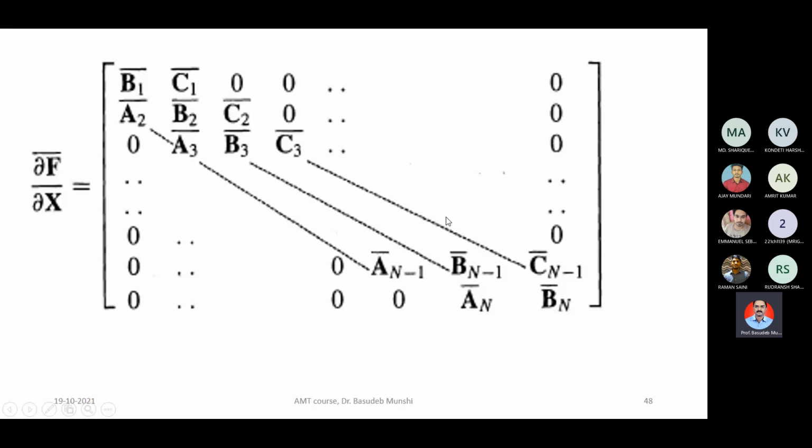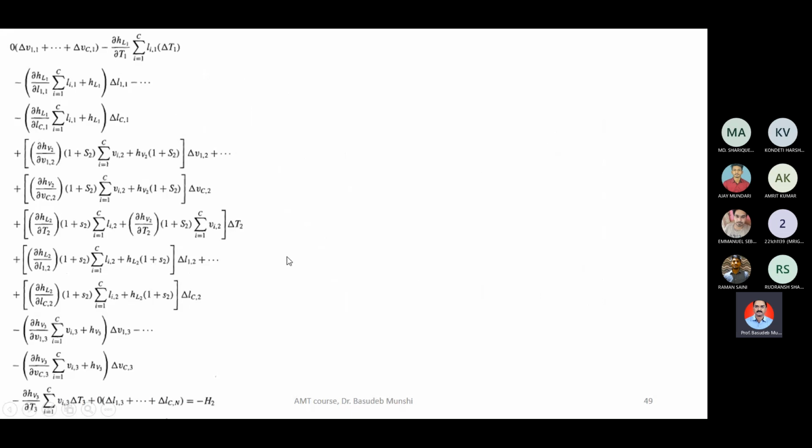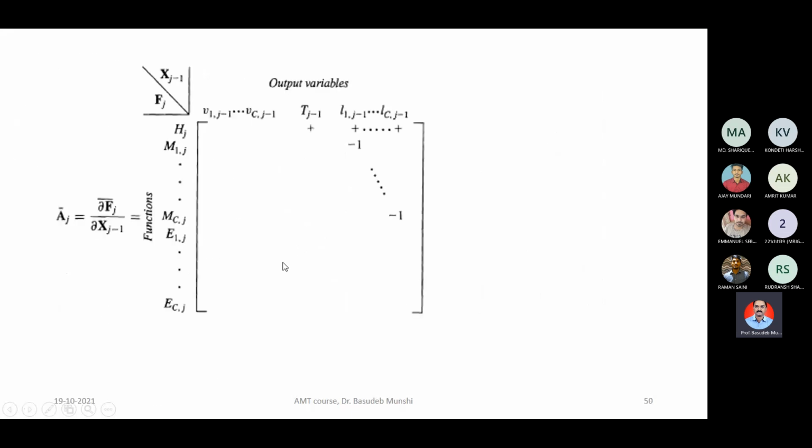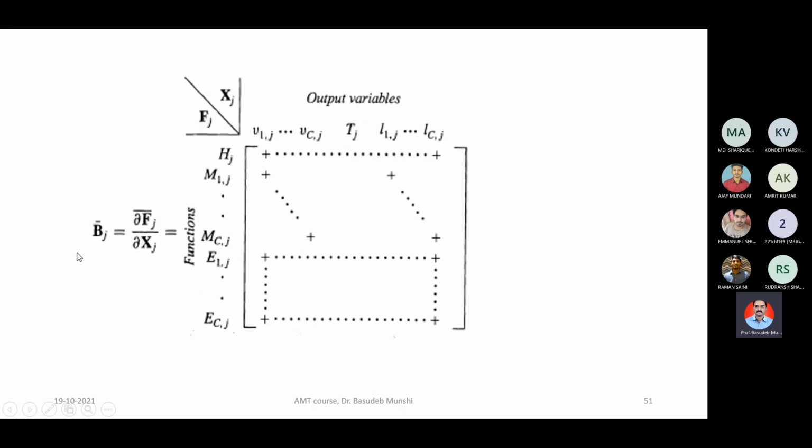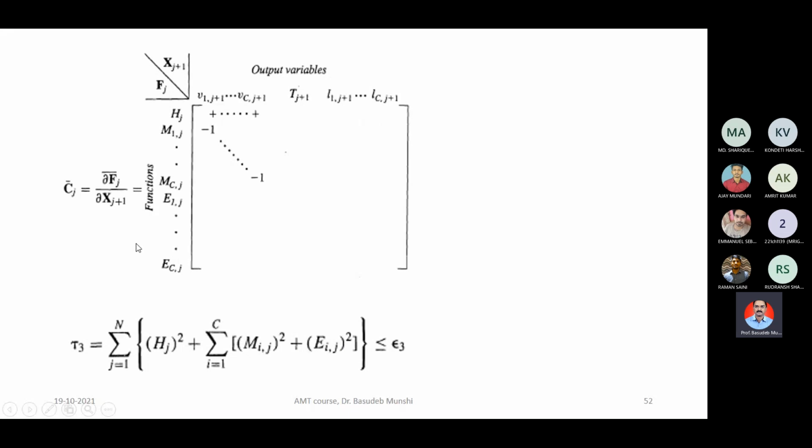Right? Now from there, I will discuss how to get those things. We'll find out the expression for Aj, the expression for Bj, and the expression for Cj. So all this I will discuss in the next class.